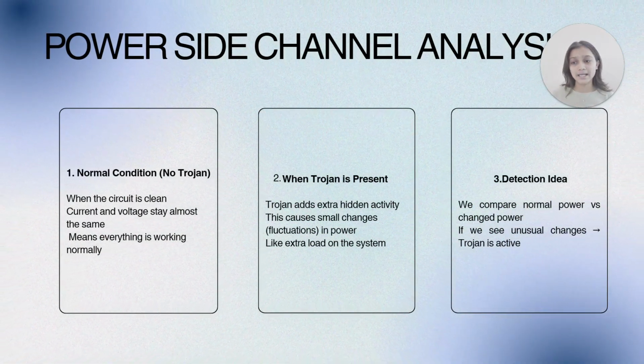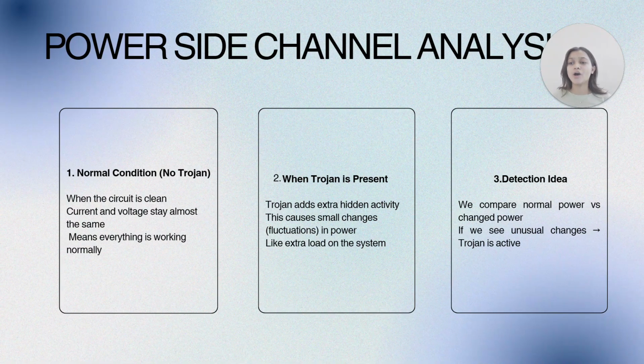Power side channel analysis. In normal condition, when the circuit is clean, current and voltage stay almost the same, meaning everything is working normally. When a Trojan is present, the Trojan adds extra hidden activities. This causes small changes in power, like extra load on the system. Detection idea: we compare normal power versus changed power.